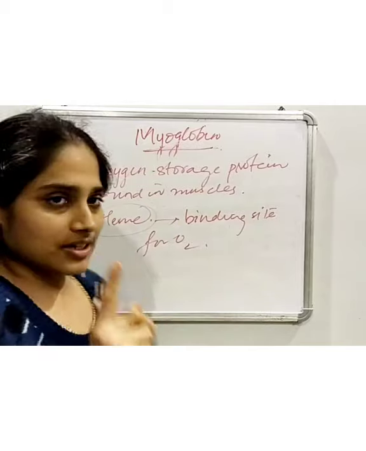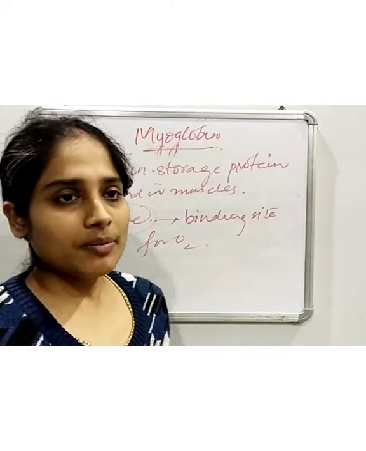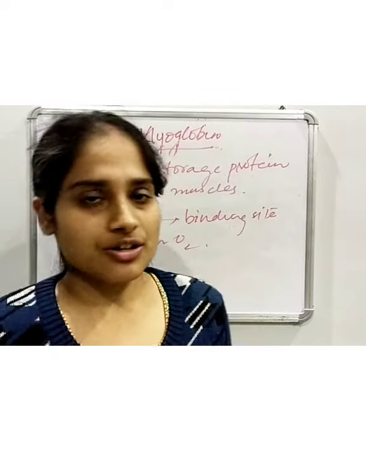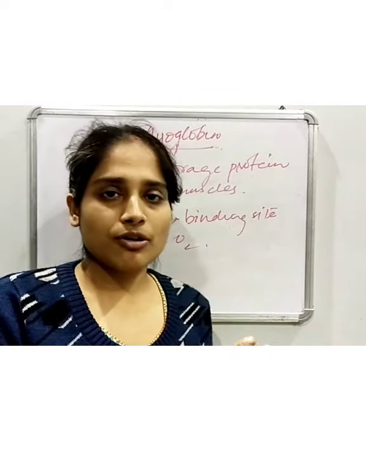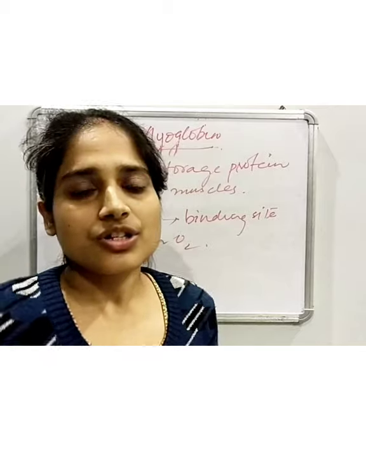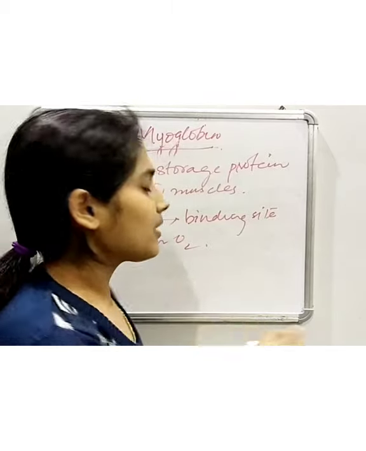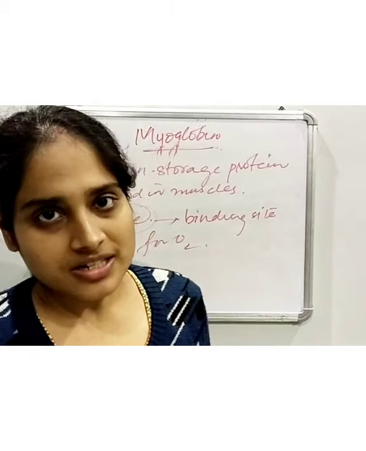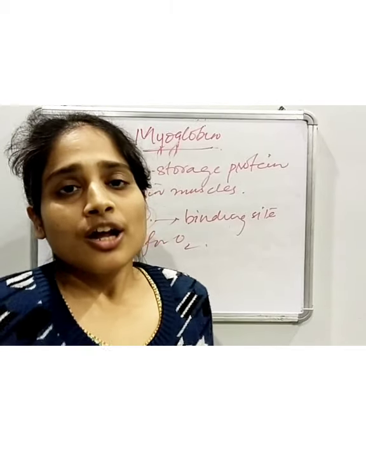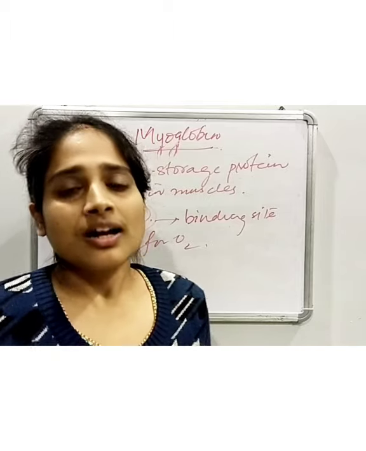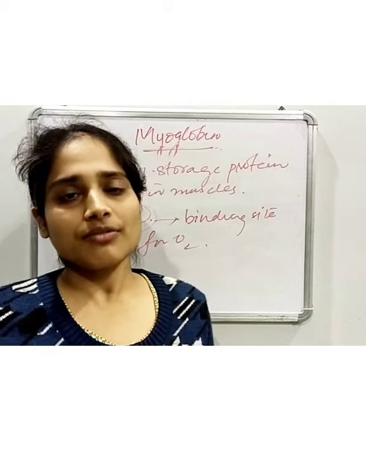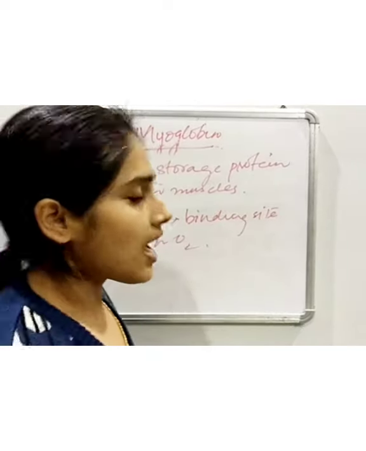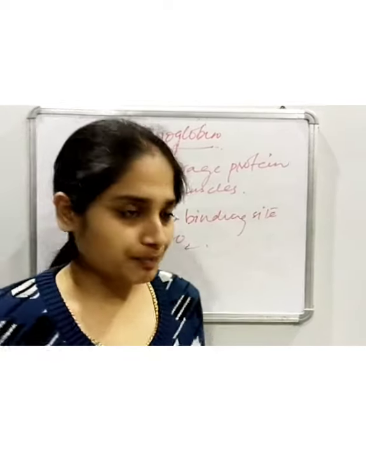So what is the difference between myoglobin and hemoglobin? Myoglobin is monomeric, hemoglobin is heterotetramer. The function of hemoglobin is to transport oxygen throughout the body, whereas myoglobin acts as an oxygen storage protein for muscles, and it provides oxygen to the muscle tissues when they are in an active state, during strenuous exercise, when the muscle tissues are highly active.